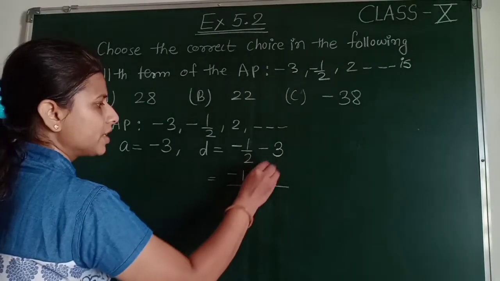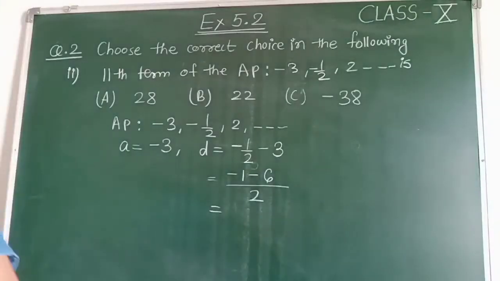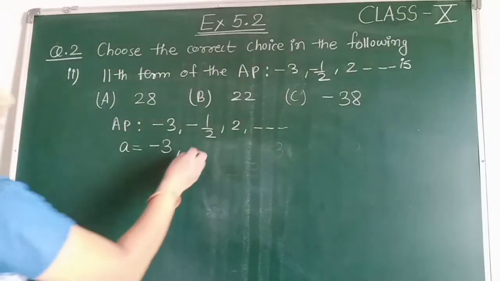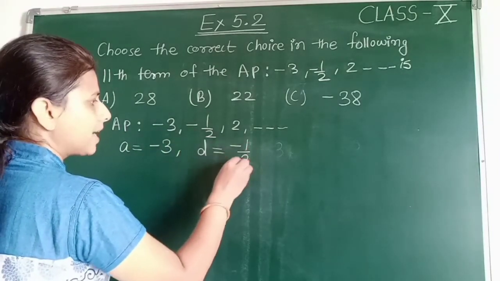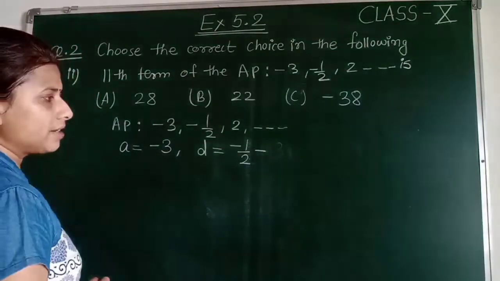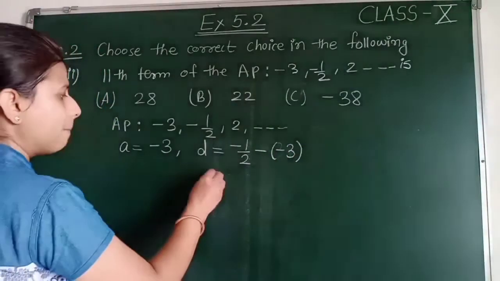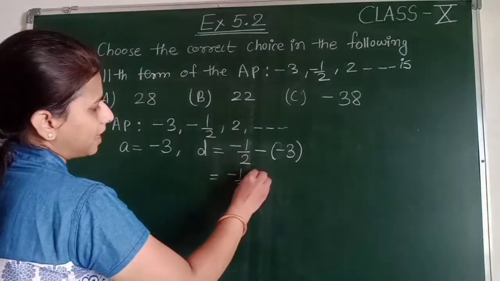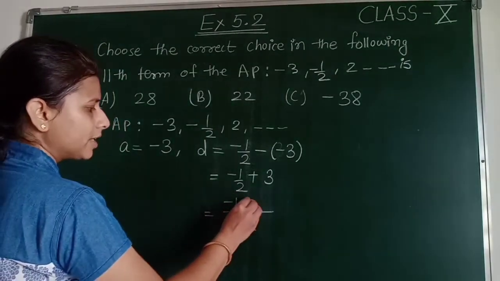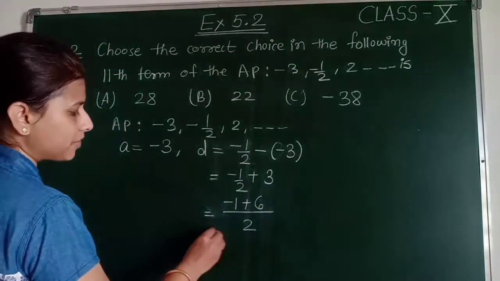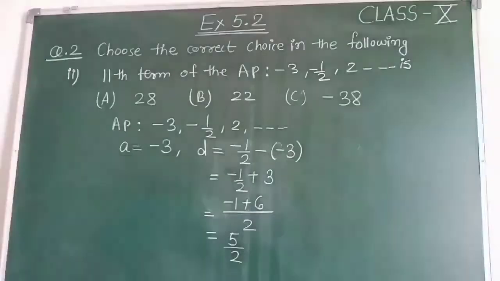Then we will find D. How will we find D? We will subtract the first term from the second term. The second term is minus 1 by 2, subtraction sign, then we write the first term. The first term is negative, so we will use a bracket: minus 1 by 2 minus minus, plus 3. For simplifying this, we will take the LCM. Minus 1 plus 3 2s are 6. And when you subtract, plus minus minus, we will get 5 by 2. So the value of D is here 5 by 2.